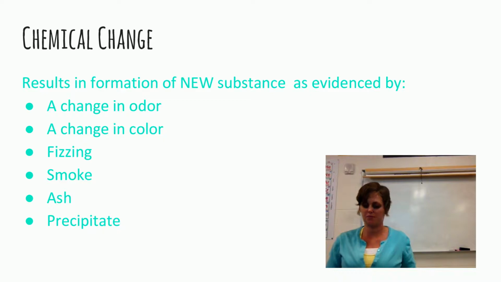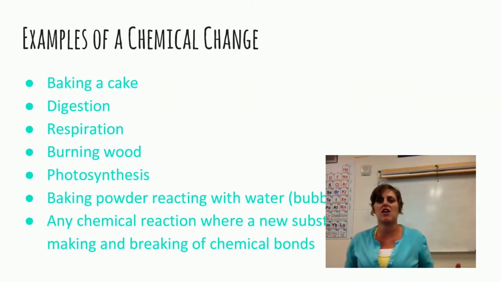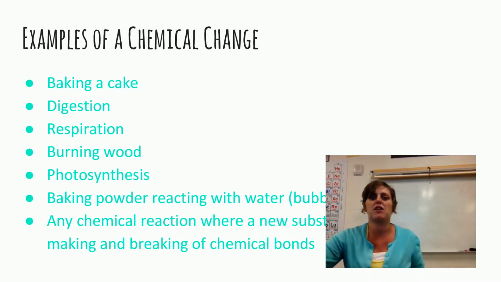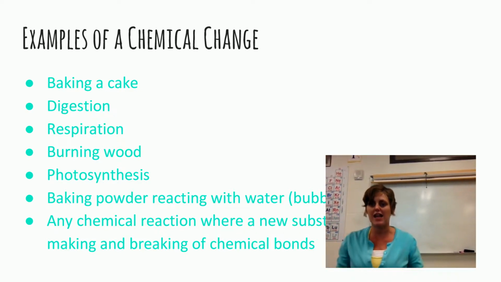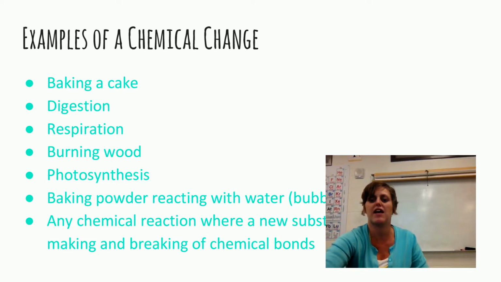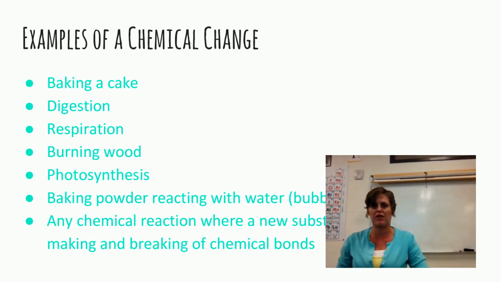Anyways, chemical change. Examples of chemical change are baking soda, respiration, burning wood, photosynthesis. Any chemical reaction is going to be an example of chemical change. So if you recognize any chemical reactions on your EOG test, you better be thinking that's a chemical change happening right there. Burning is a really popular one.